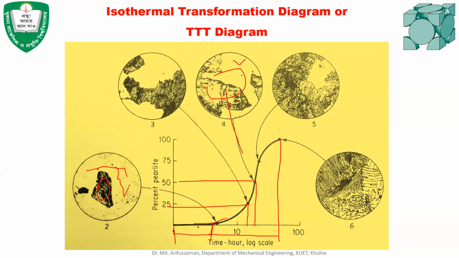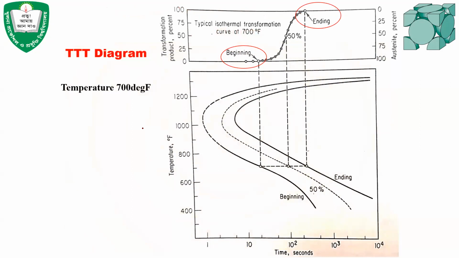This graph is only showing how much austenite has been transformed into perlite, and how long it takes to complete the transformation at a constant temperature of 700 degree Fahrenheit. And you need to obtain this type of graph for various temperatures to get the isothermal transformation diagram. Okay, that means you get this curve of transformation product percentage. That means perlite percentage in here and austenite percentage in here.